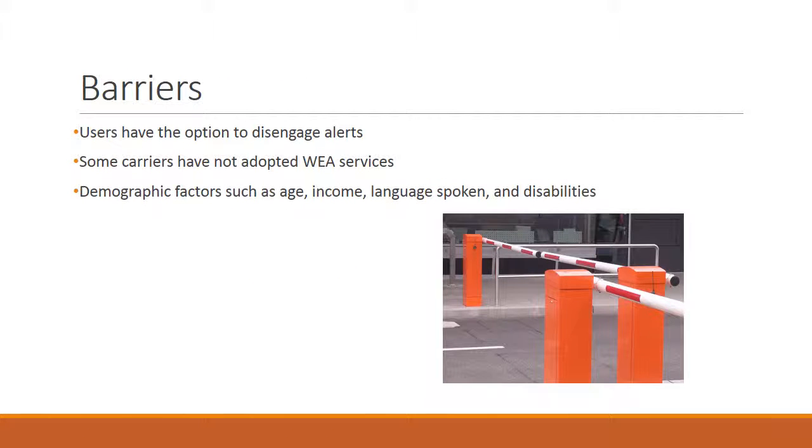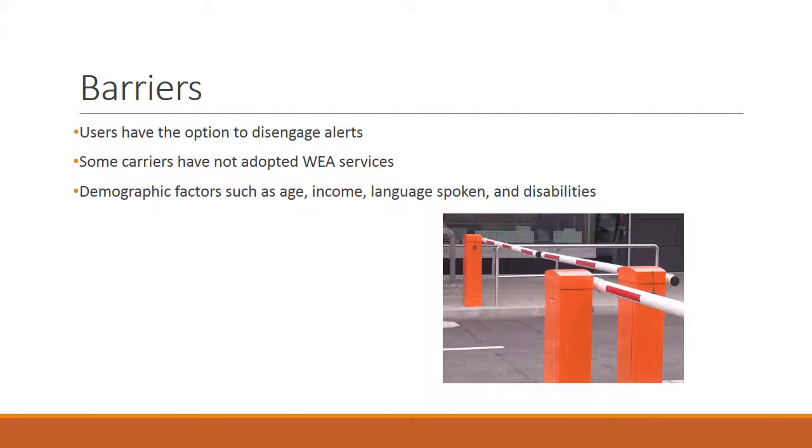With all technology, there are some barriers. As mentioned earlier, one barrier is that users have the option to disengage the imminent threat warning and Amber alerts. Also, some carriers have not opted into WEA services. About 50% of the carriers that cater to lower income families have not accepted WEAs.